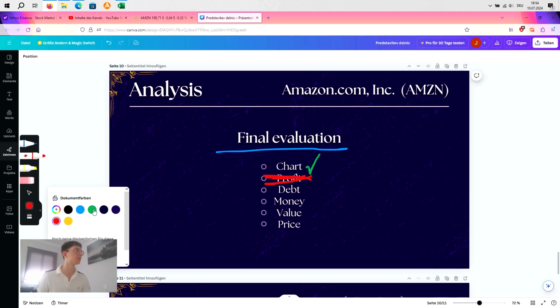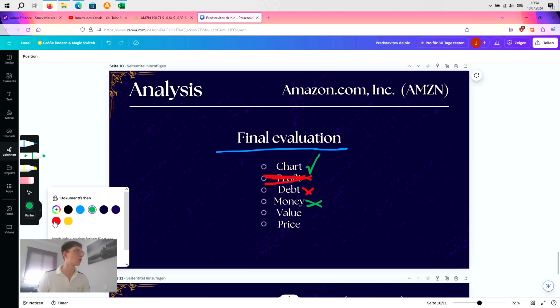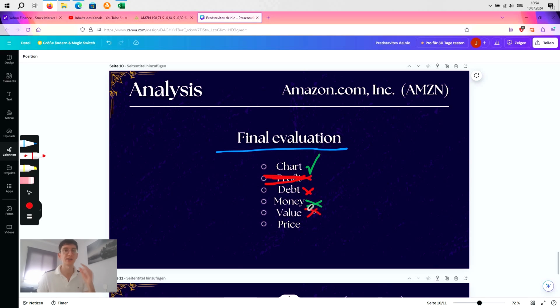Does the debt decrease through the years? No, it does not. That's why debt is also a no-go. Do they have money in their bank account? Yes, they do. They have, I think, around $20 billion. Correct me if I'm wrong. Is the stock undervalued? No, it isn't. And is the stock price below 150 euros or dollars? No, it's not. So, what do we have here now?